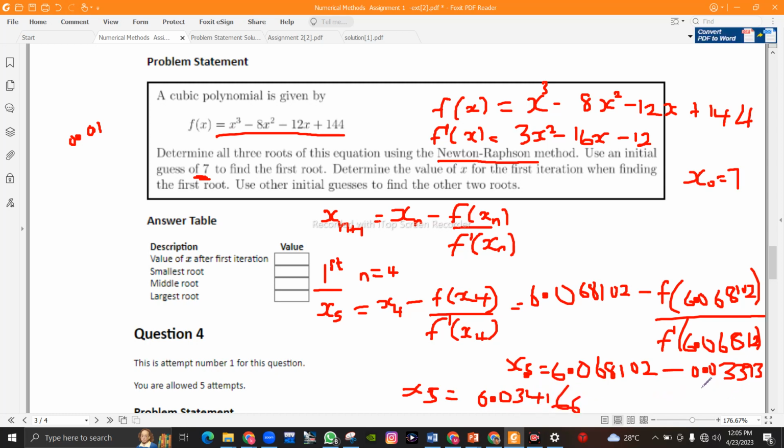So the error is getting lower again. You calculate the error, you get 0.03393. Before it was 0.06. So the error is getting lower. We'll move to the next iteration.